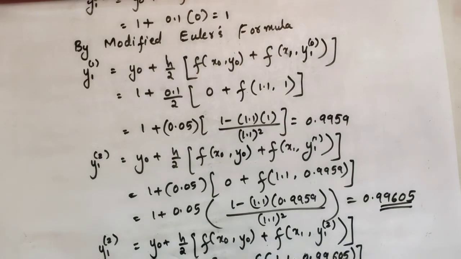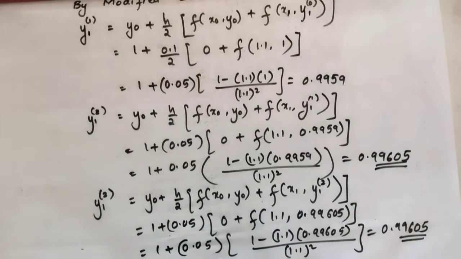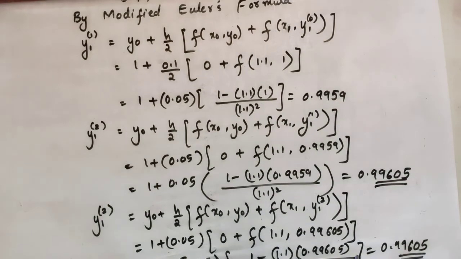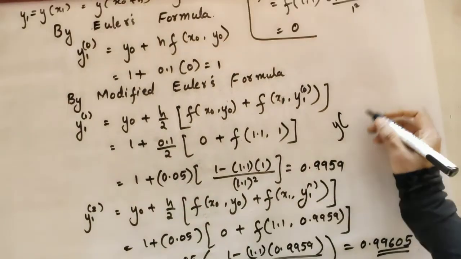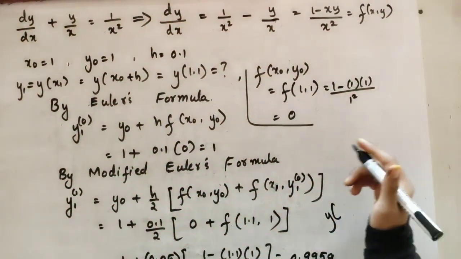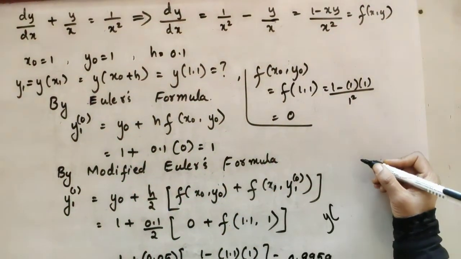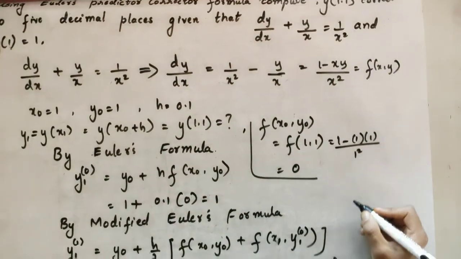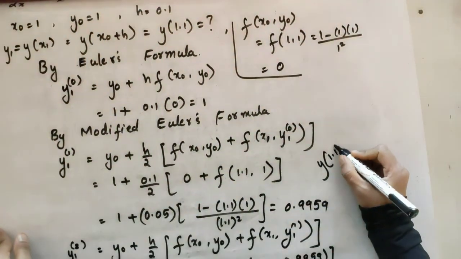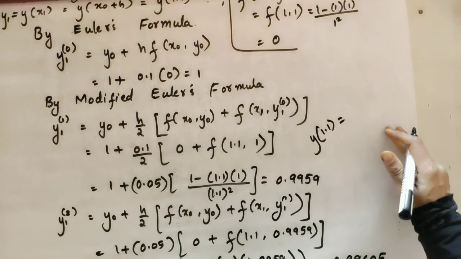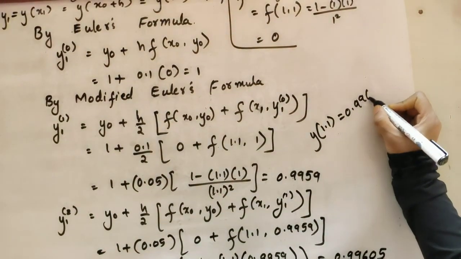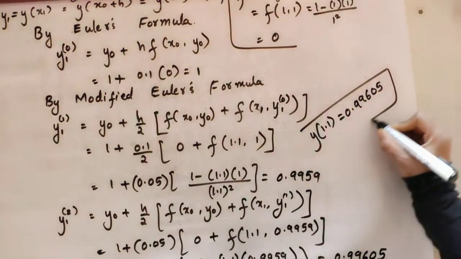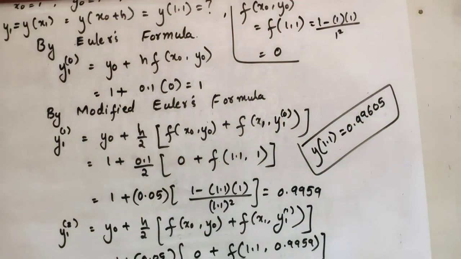Continue in my next session with a new method of solving the linear differential equations, but just write the final answer for this. Therefore, we were working for y of 1.1, and y of 1.1 is equal to 0.99605, correct to 5 decimal places.